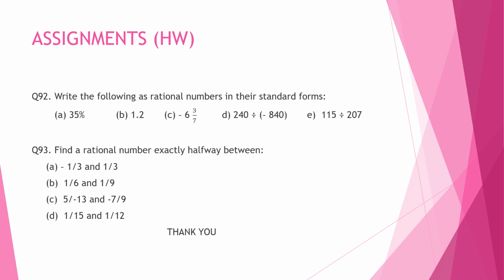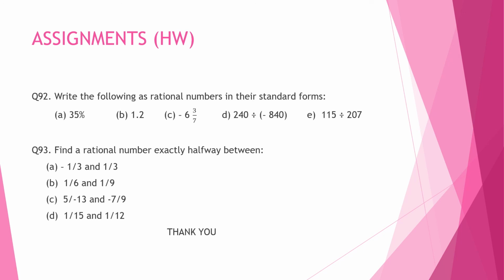Now I've given you a short assignment. It's question number 92 and 93. Question number 92 is very simple. You just need to write the given rational numbers in the standard forms. I'm just giving you a hint. It's a revision type. What is the number in its standard form? First of all, it should be in the p by q form, where p and q are in the lowest terms. So if you can cancel the numbers, you need to cancel and keep your answer in its lowest terms.